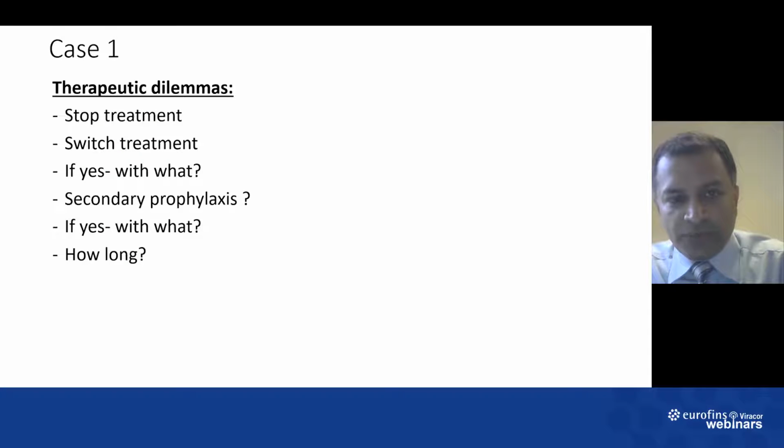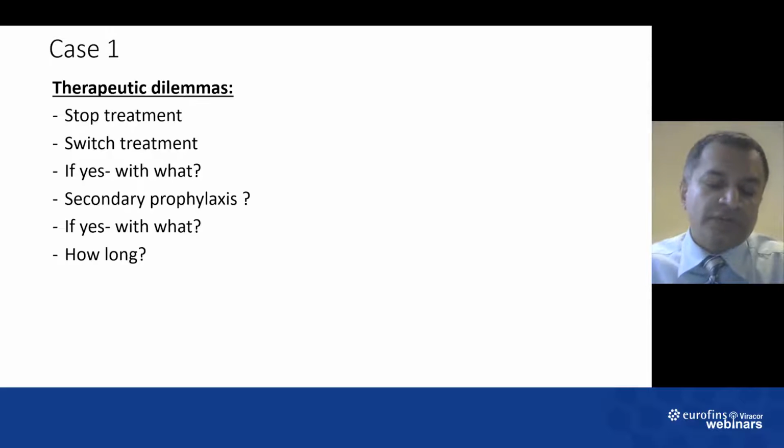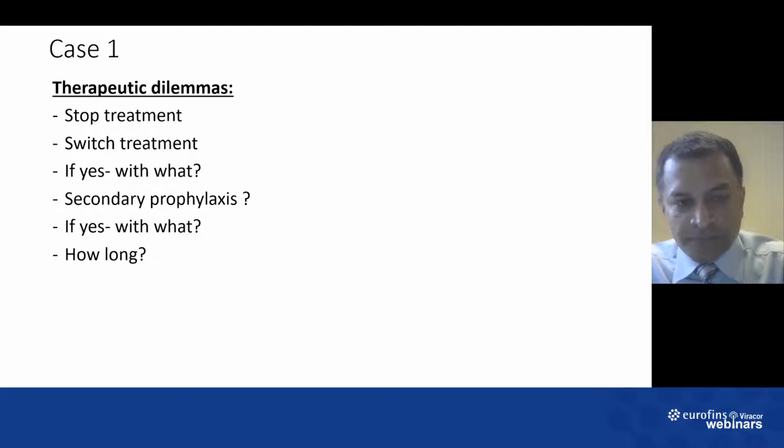So this leads to the therapeutic dilemmas. Should we stop the treatment? Should we switch treatment? All this time we made a decision not to switch to foscarnet because of his weight gain, because of his risk of going into renal failure, and his tolerance to ganciclovir and decrease in the viral load. So we decided not to switch the therapy. Would he be a candidate for secondary prophylaxis? If he were, what would be the medication that we would use, and how long should we give the secondary prophylaxis for?